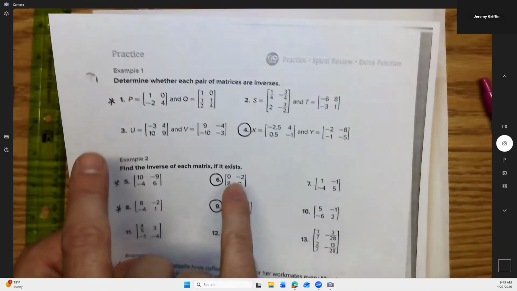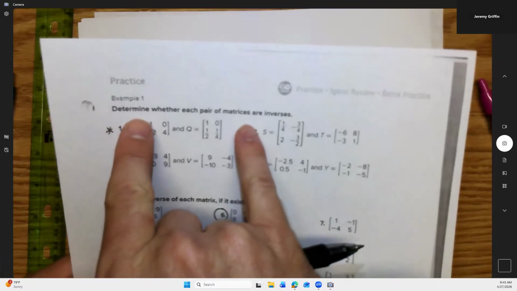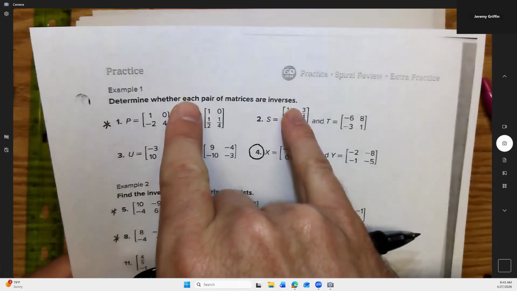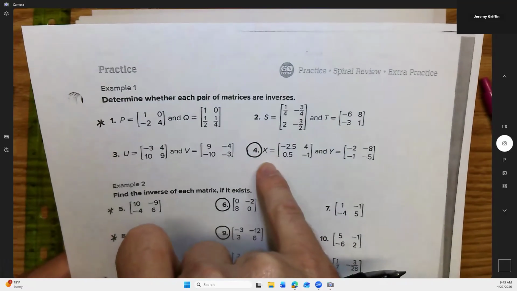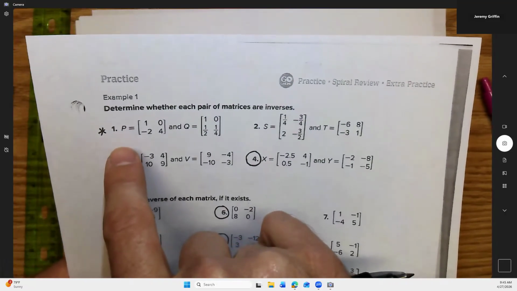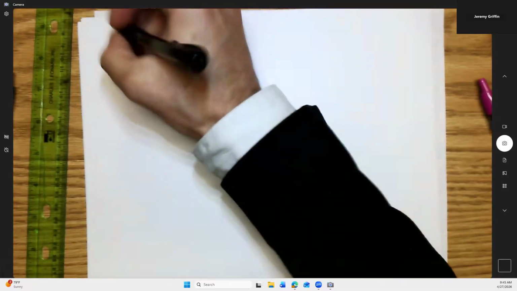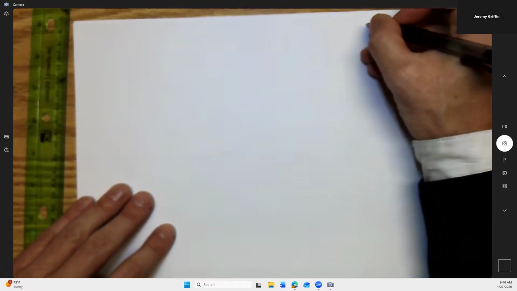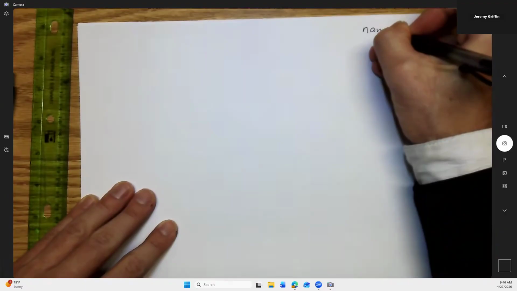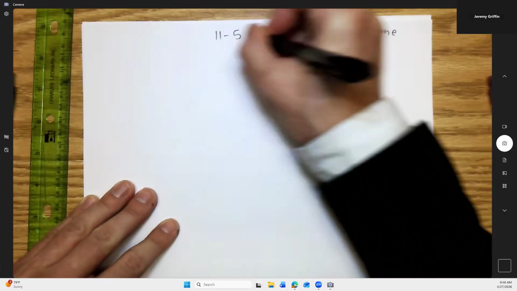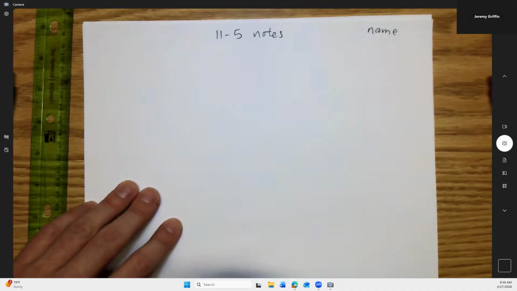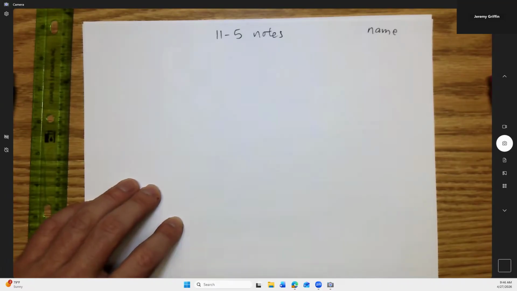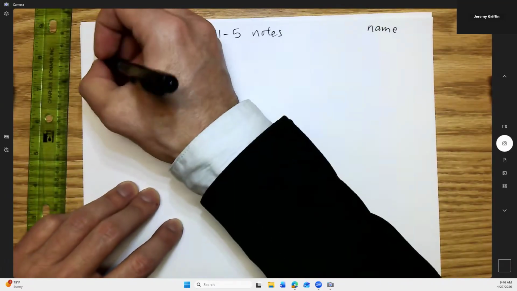And so let's start at the beginning here. This first section says determine whether each pair of matrices are inverses. Okay, so I'm leaving number 4 to you guys. Gonna do number 1 with you guys. Okay, so number 1. Oh, and then write your name on your paper. Yes. And this says 11.5 notes. I assume we'll go over what inverses are? Yeah, we're gonna do a bunch of examples.